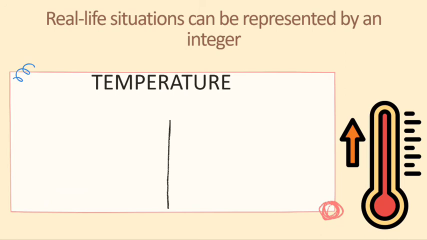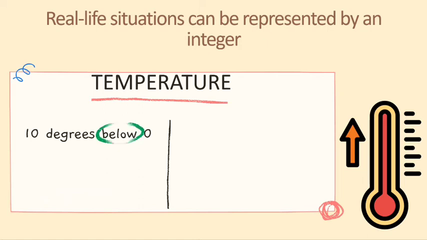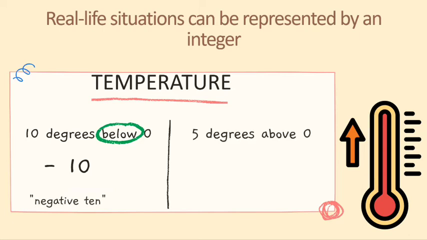Sa temperature, we have 10 degrees below 0. Alam natin kapag below 0, syempre, pag mas mababa, mas malamig. Since we have here the word below, to represent this by an integer, that is minus 10 or negative 10. And we have here 5 degrees above 0. Kapag naman above 0, alam natin na mas tumataas, mas umiinit yung temperature. So that is plus 5 or positive 5.